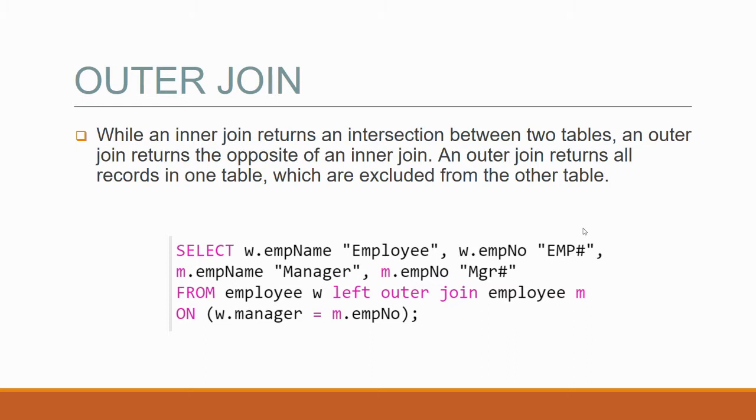While an inner join returns an intersection between two tables, an outer join returns the opposite of an inner join. It returns all records in one table, which are excluded from the other table. The query above displays the employee name and employee number along with their manager's last name and manager number. It also displays all employees who have no manager.